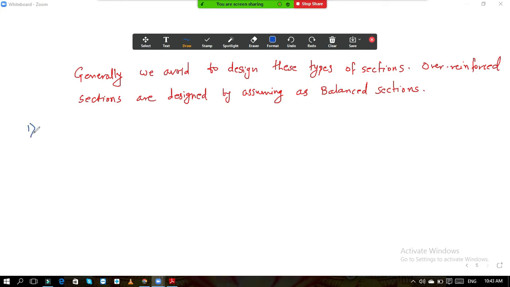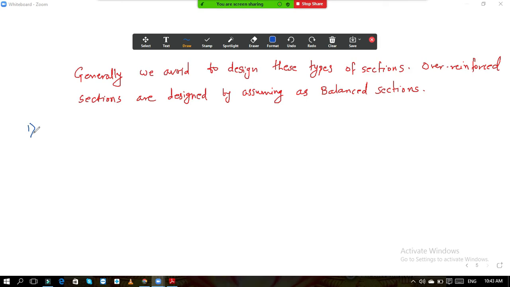So again I will tell you in short. Basically there are two types of sections: singly reinforced sections and doubly reinforced sections. Singly reinforced sections means what? The sections in which the steel reinforcement is provided on the tension side only. So it is designed for the tension side. Doubly reinforced sections are the sections in which the steel is provided in the tension zone as well as in the compression zone. So steel is designed for sagging bending moment as well as for the hogging bending moment.